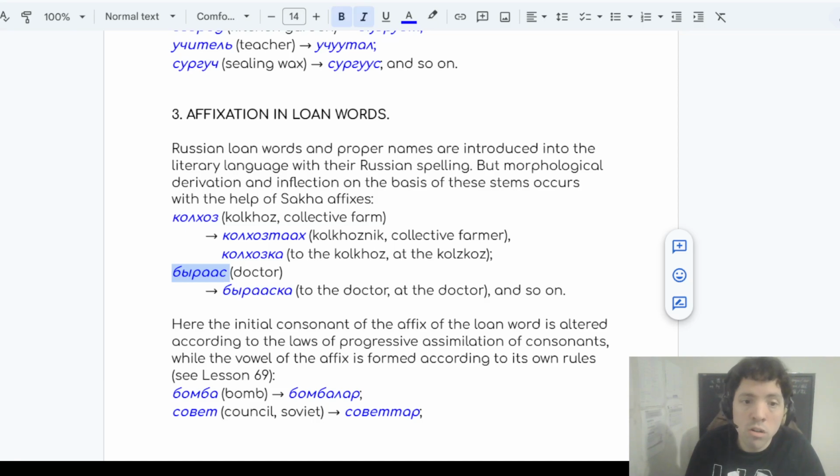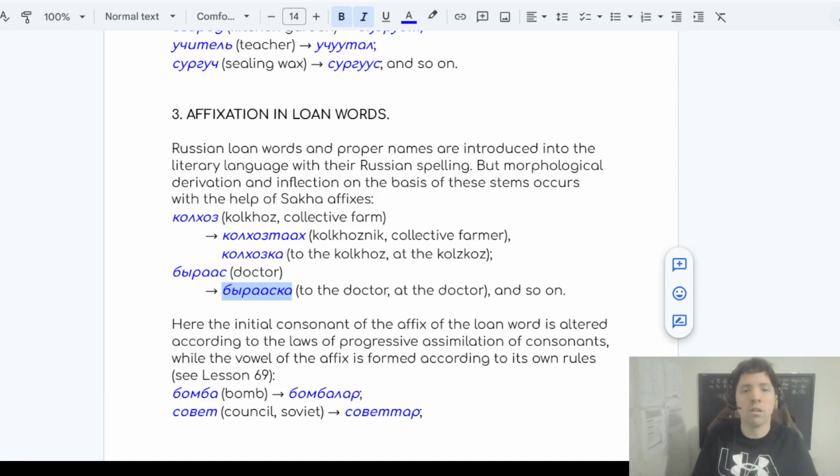Baras, doctor. Actually, I don't know why they included that, because that's not how you spell it in Russian, and they said keeping the Russian spelling. But anyway, the point is, Baras is originally from Russian, meaning doctor, and you can put ka, Baraska, to the doctor, at the doctor, etc.